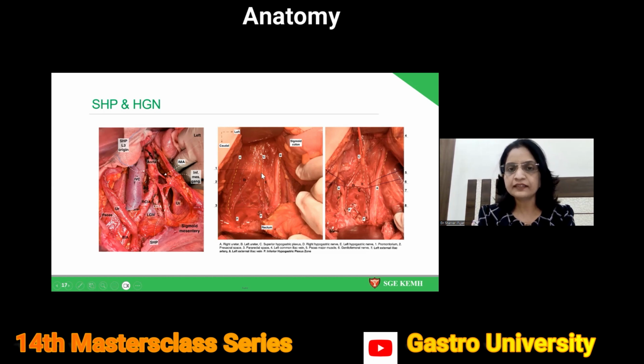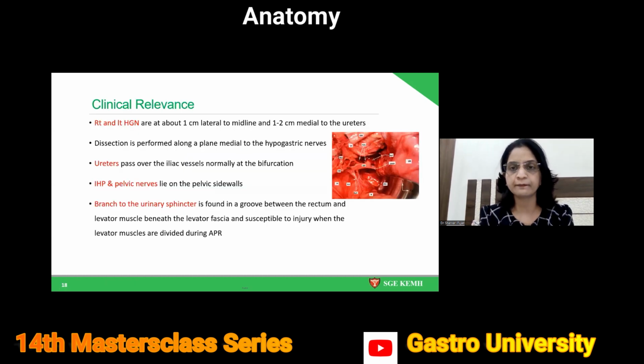So our dissection should be medial to the hypogastric nerves, pushing all the structures, the hypogastric nerves, ureter and iliac vessels, posteriorly and laterally without injuring them. As I said, the hypogastric nerves descend in the pelvis and the ureters cross over the iliac vessels but lie lateral to the hypogastric nerves on either side. The inferior hypogastric plexus lies on the pelvic side walls and then gives fibers to the urogenital organs.